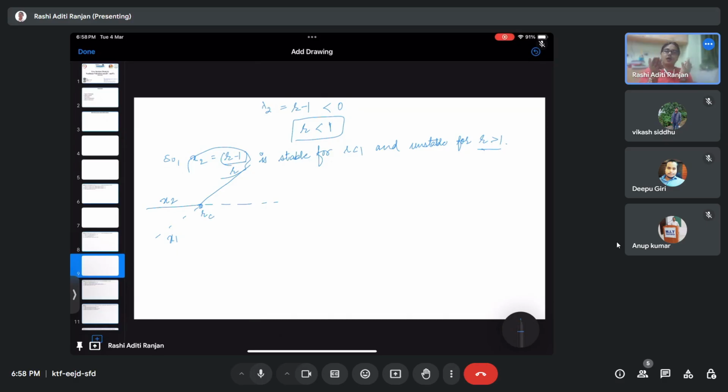I have two fixed points. One is (r minus 1) by r, and the other one is 0. Initially, 0 is unstable. For r less than 1, 0 is unstable and (r minus 1) by r is stable. As soon as it crosses r equals 1, the stability is going to change. (r minus 1) by r becomes unstable and 0 becomes stable, right?